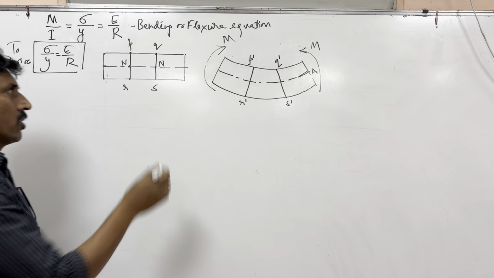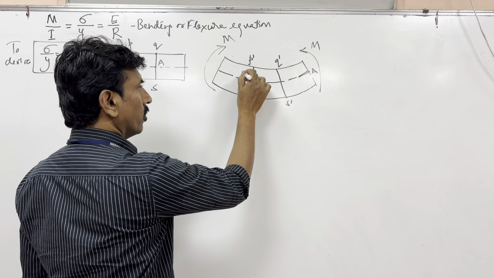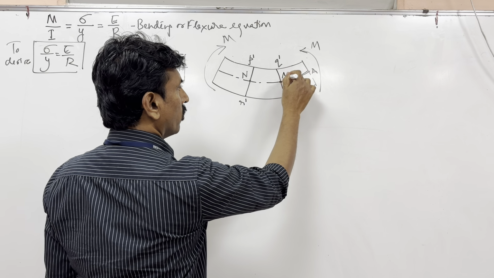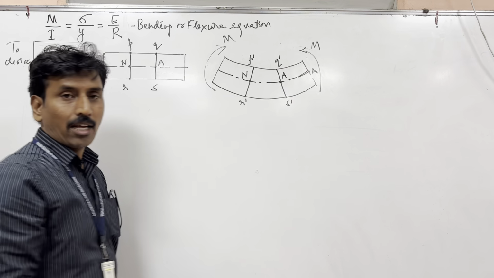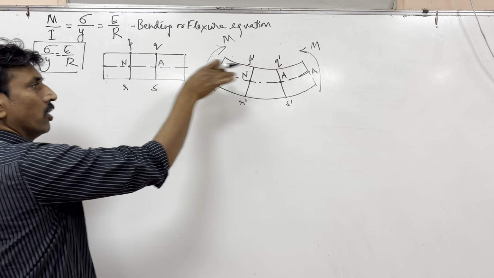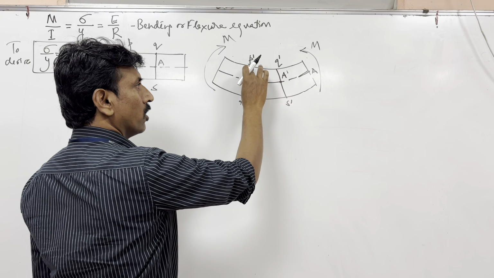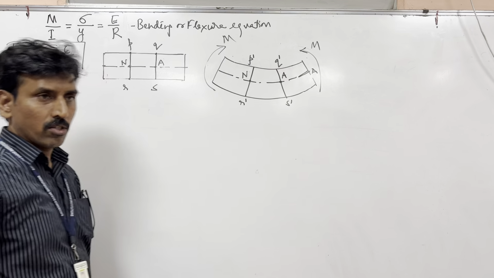And the length of the neutral axis, has it changed or not? It has not changed. The neutral axis neither expands nor compresses. It will have the same length here, so I will not write it as N dash A dash because it is the same length. I can write it as it is.